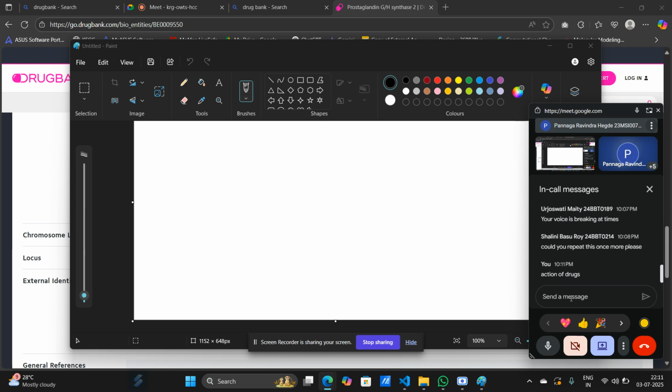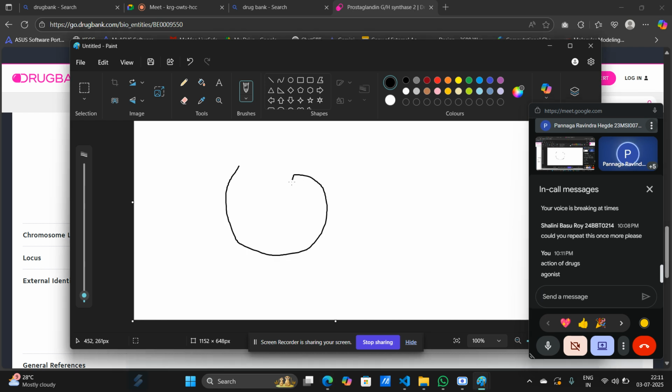So drugs can act in different ways. One is where it is called an agonist. So here what happens is if this is going to be your target, the drug molecule will come and it will bind to the target and it will induce a biological response. Are you guys able to understand what's happening?